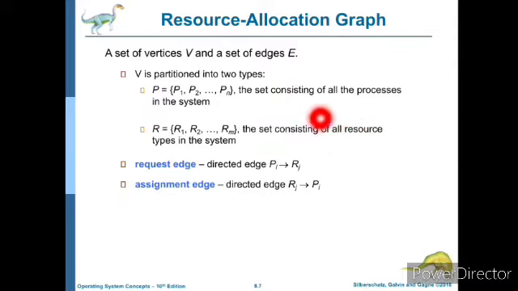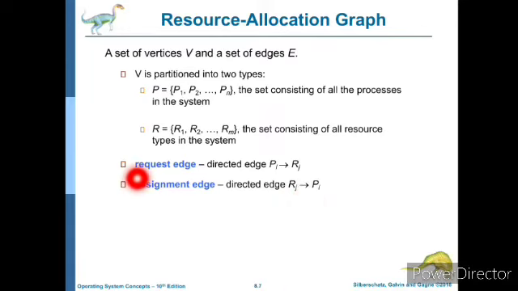Next we need to check how these edges can be represented in a resource allocation graph. There are two types of edges we have. One is the request edge, another one is the assignment edge. The request edge is used when a process requests an instance of a resource type. Assignment edge is used when a resource type has been allocated to the process.